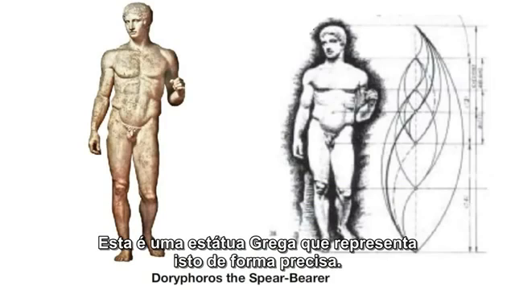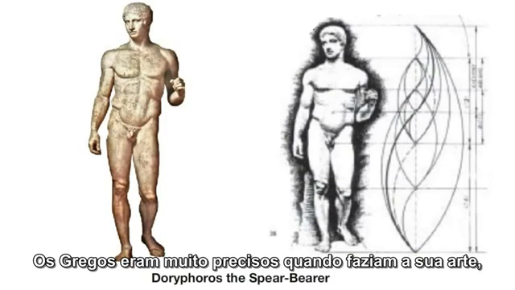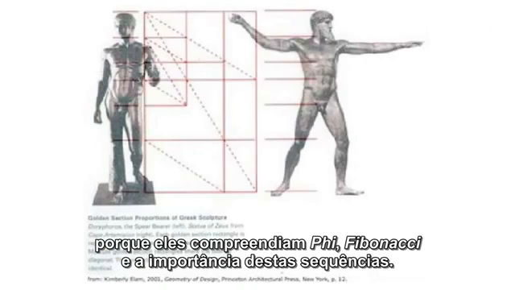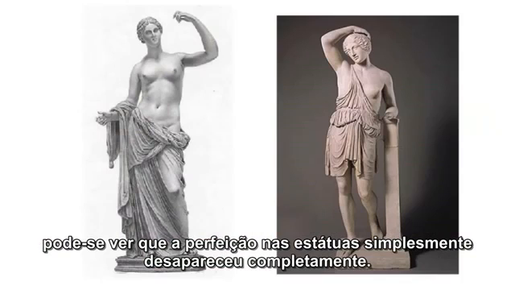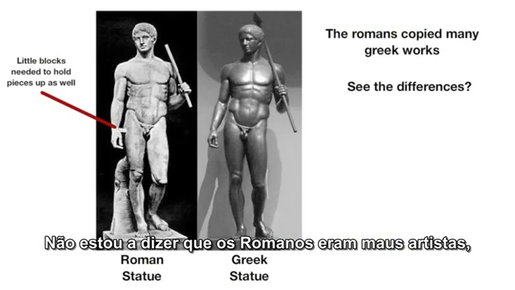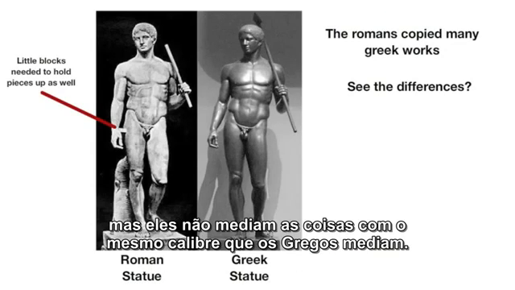This is a Greek statue that accurately represents this. The Greeks were very precise when they made their art, because they understood Phi, Fibonacci, and the importance of these sequences. When the Romans took over Greece, you could see the perfection in statues just completely disappear. I'm not saying the Romans were bad artists, they just didn't measure everything to the same caliber that the Greeks did.